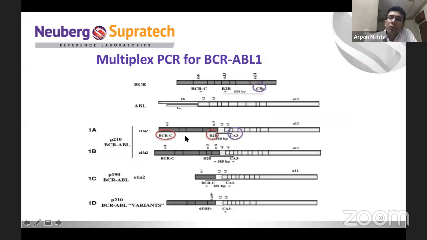We use here two sets of primers, two forward and two reverse. One primer is designed on the BCR gene 5' to exon 1, one is 5' to exon 13, and the other two primers, one is on the BCR gene that is 3' to exon 21, and one is 3' to exon 3 on the ABL gene.